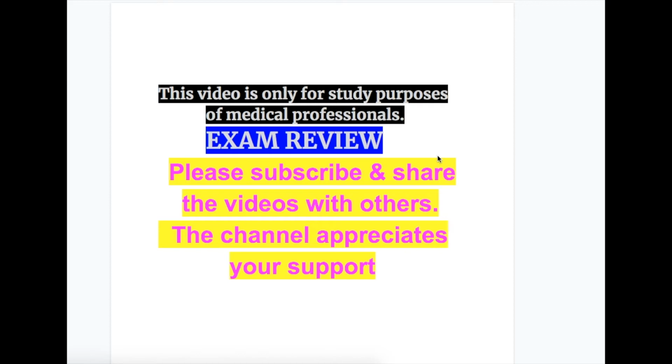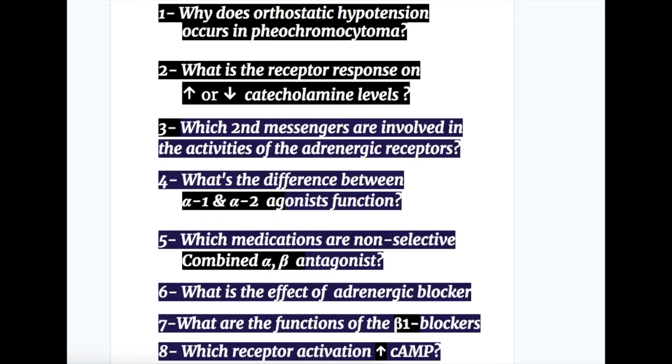In this video, we will do an exam review on the adrenergic receptors, including the basic and clinical knowledge, and a few important exam questions that will be answered throughout the video. Number 1, why does orthostatic hypotension occur in pheochromocytoma? Number 2, what is the receptor response on increase or decrease catecholamine levels?